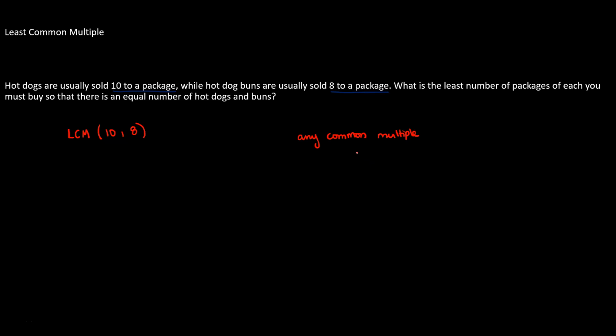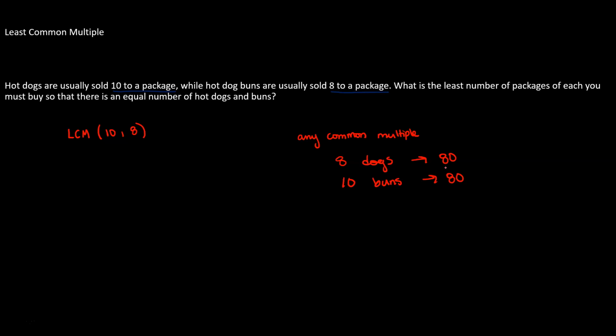we could answer this question quickly. We could easily say buy 8 packs of dogs, buy 10 packs of buns. 8 packs of dogs with 10 dogs in each pack, that's a total of 80. 10 packs of buns with 8 buns in each pack, that's a total of 80. So if we did it this way, we could have 80 hot dogs with buns, problem solved.